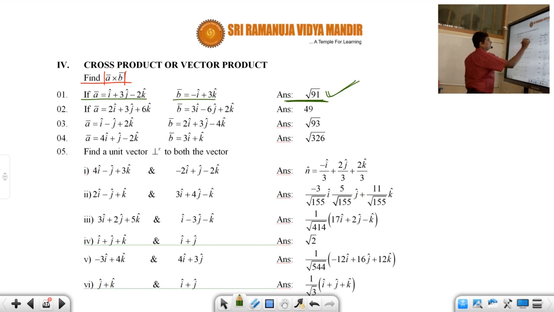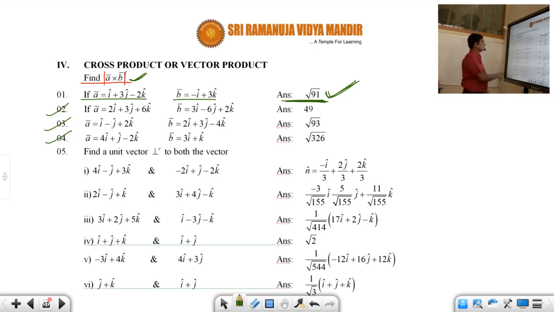If A vector is this one, B vector is this one, what is the mod of A cross B? First we'll get one vector, but for that you have to calculate the magnitude, which is equal to root of 91. So in a similar way, you can do this second one, third one and fourth one as homework, students, which is very, very easy. Just follow the same procedure which I have followed here.